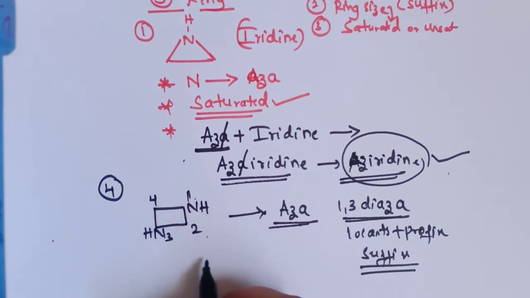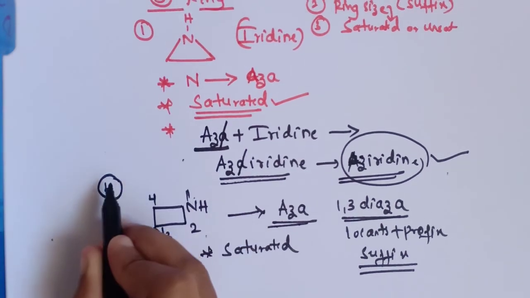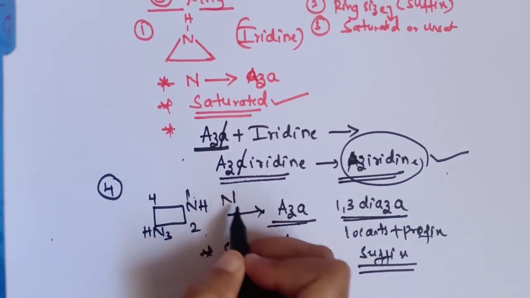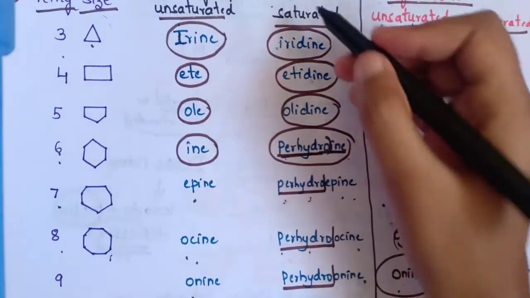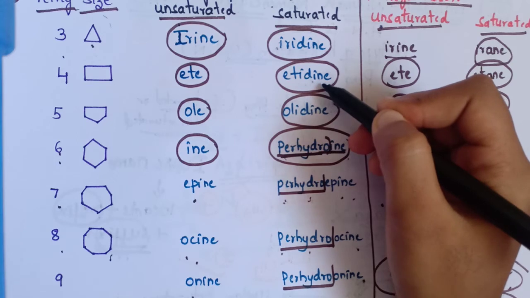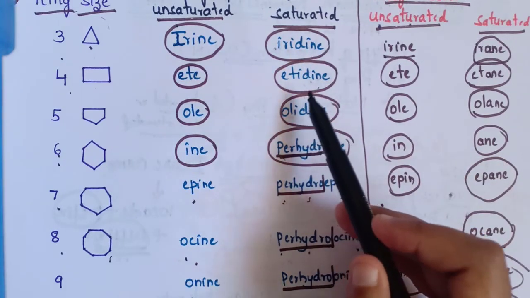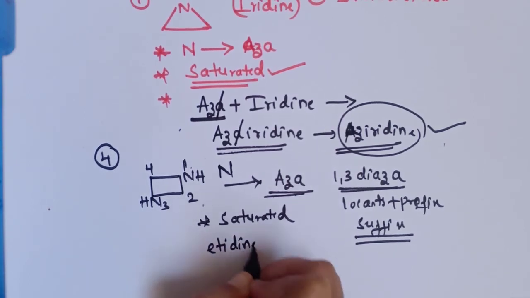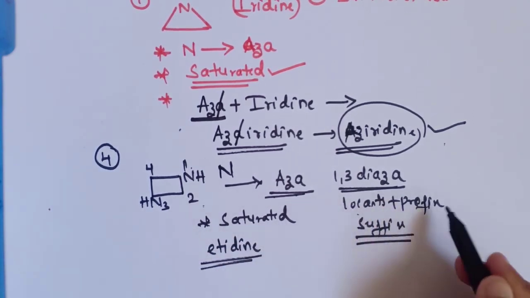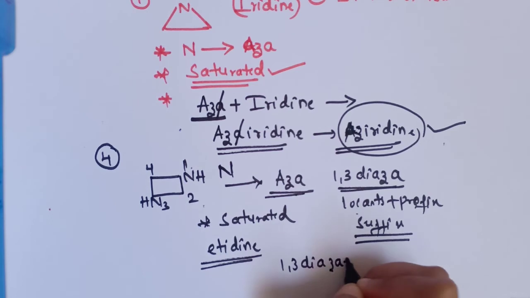The other important point here is that it is fully saturated. For the 4-membered ring, nitrogen is present, and it is fully saturated. What is the name of this? See here, it is a 4-membered ring and it is fully saturated, so it is etidine. Now combine the locants, prefix and suffix. We will get 1, 3 diaza etidine.